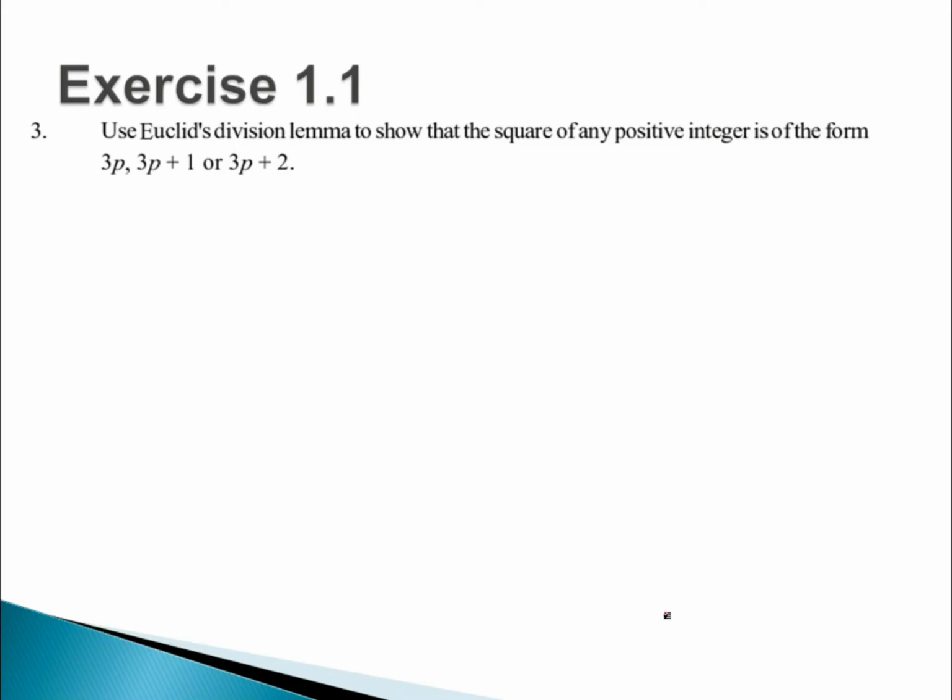We should do the same thing here also. Using Euclid's division algorithm, I am taking A equals BQ plus R, isn't it? What would be your A value? A equals a square value. So A is your square value. So let me take it over here: let A be the square of an integer.